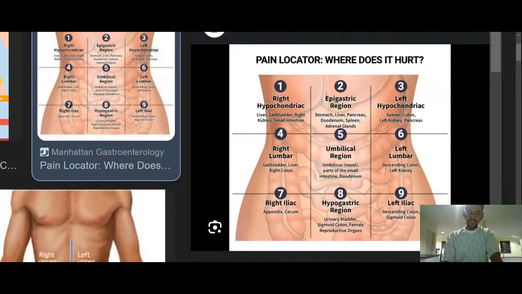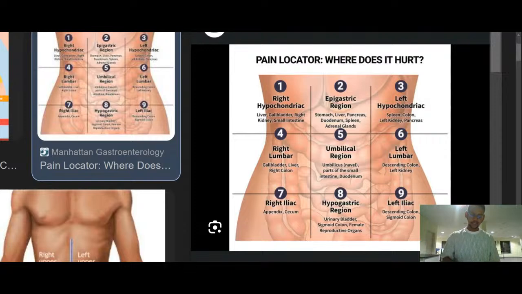So if there's right upper quadrant pain, and we hear that it's after a fatty meal, and it could be perhaps with jaundice as well, we're going to think of cholecystitis.